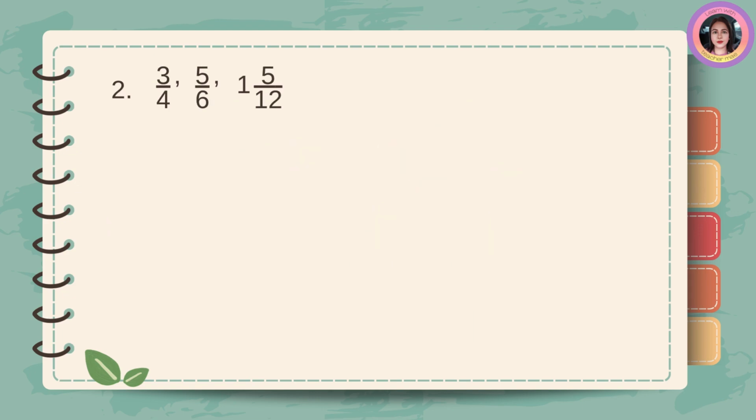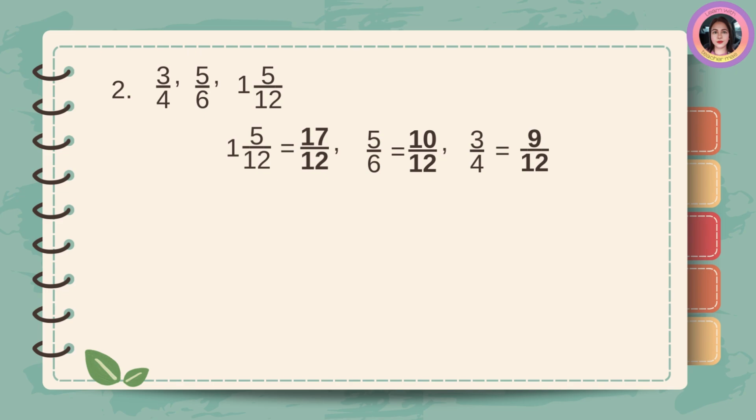Number 2, 3/4, 5/6, 1 and 5/12. To get the equivalent fractions, first find the LCD. The LCD of 4, 6, and 12 is 12. The equivalent fraction of 1 and 5/12 is 17/12. The equivalent fraction of 5/6 is 10/12. And the equivalent fraction of 3/4 is 9/12.